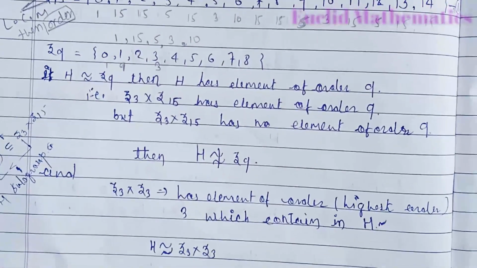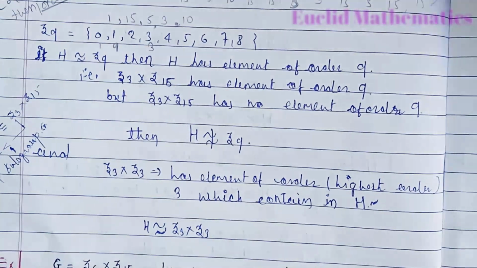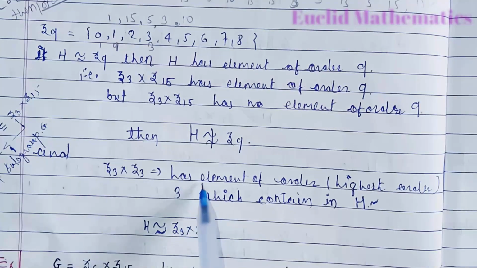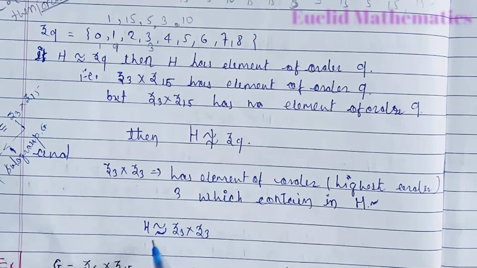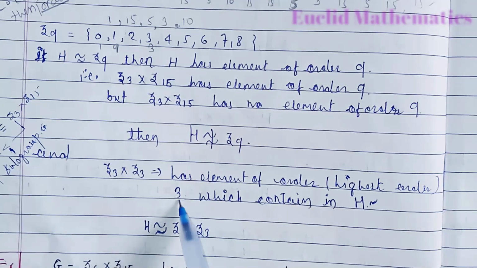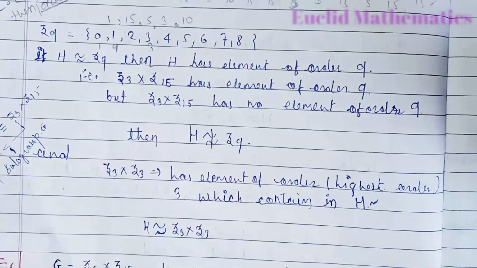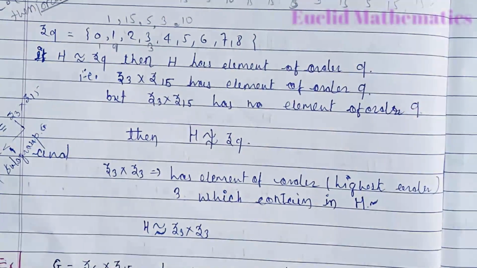And if H is not isomorphic to Z9, then what is left is that H is isomorphic to Z3 cross Z3. If it is isomorphic to Z3 cross Z3, that means its highest element order is 3, which is contained in our Z3 cross Z15. That means our Z3 cross Z15 has elements of order 3, and H is our group Z3 cross Z3, whose element orders are contained in Z3 cross Z15. So these are both subsets, and that's why we can say H is isomorphic to Z3 cross Z3.